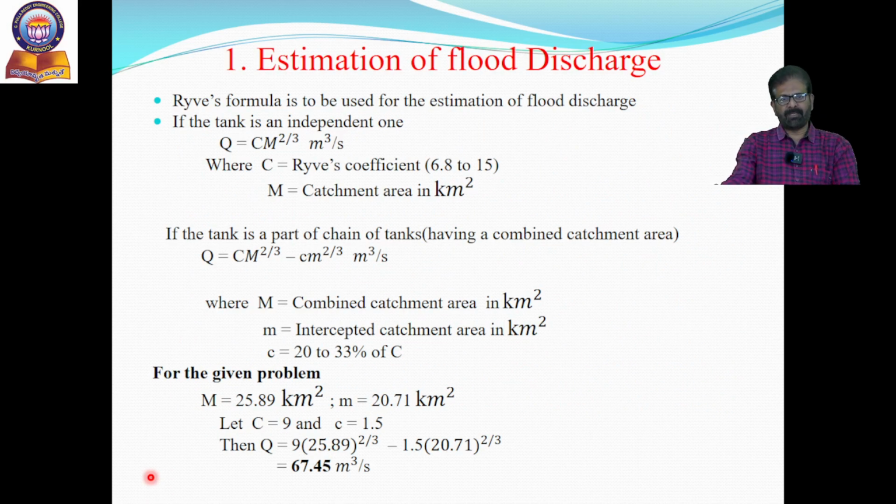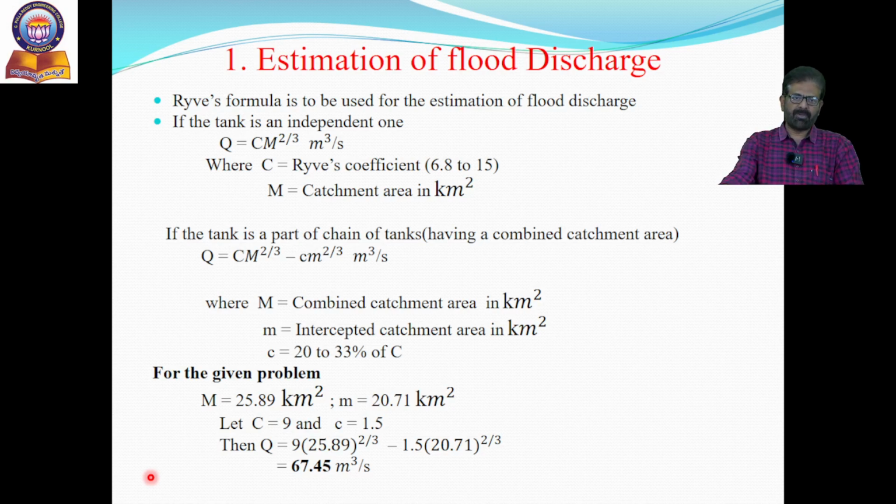Now coming to the design, let me explain the various steps or procedure of design of surplus weir, which may be divided into various parts. In this video, I will try to cover 2 or 3 design components only. The first one is the estimation of flood discharge. From the given data, we need to estimate the flood discharge for which we can design the surplus weir. In general, for the estimation of flood discharge, the most common formula is Ryves' formula.